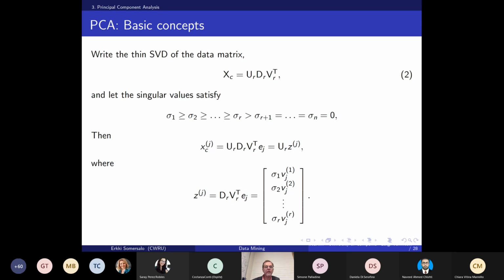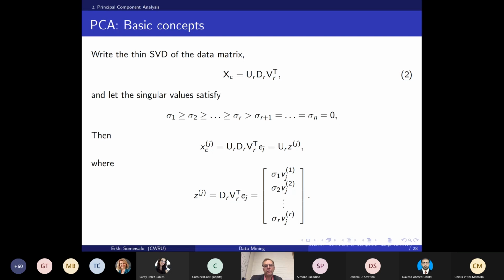But for the sake of completeness, let's assume that I'm writing the centered data in terms of its thin singular value decomposition, which is this formula 2. And so the singular values are from sigma 1, sigma 2 to sigma r. So these are the non-zero singular values. And then the rest is going to be 0.